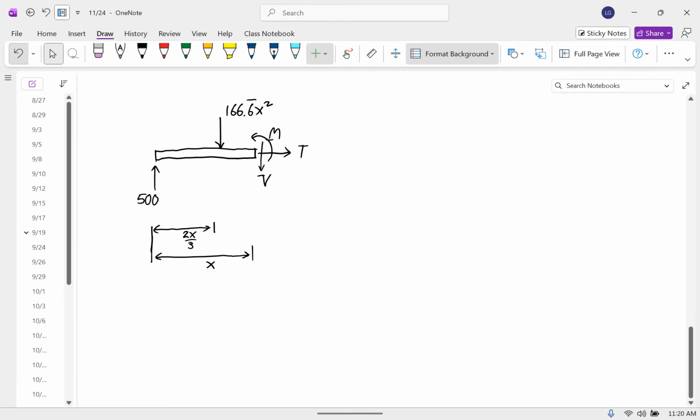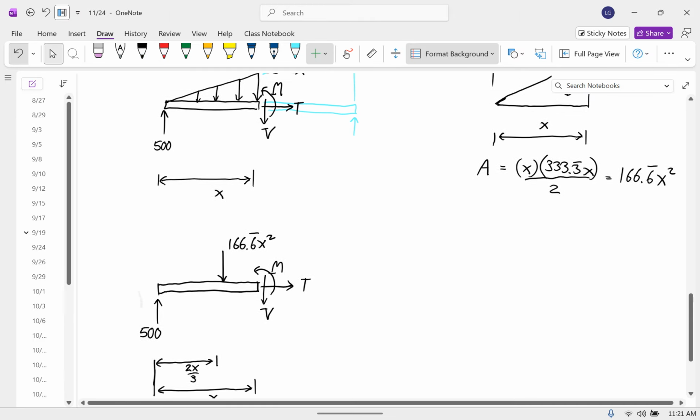And now we can go to Newton's laws. So Newton's second law says 0, 500 plus, this is a downward force of 166x squared. So you can think of that as 166x squared times the unit vector 0, negative 1. It's facing downward. So this is 0. Just scroll back up to the triangle.